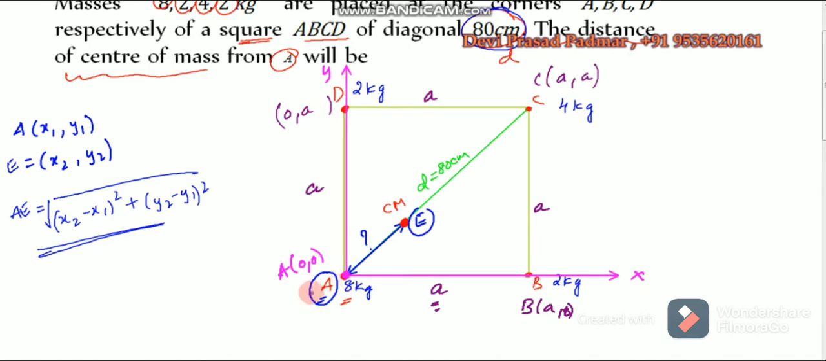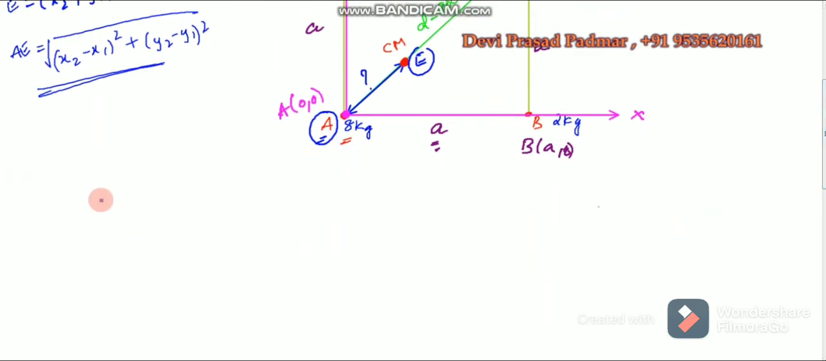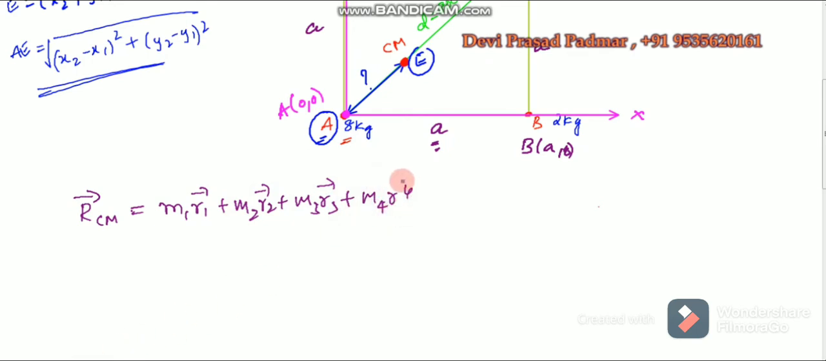Now we can write an expression for the position vector of center of mass. I will write that as R CM, the position vector of center of mass. That can be given as, there are 4 masses, so M1 R1 plus M2 R2 plus M3 R3 plus M4 R4, right?